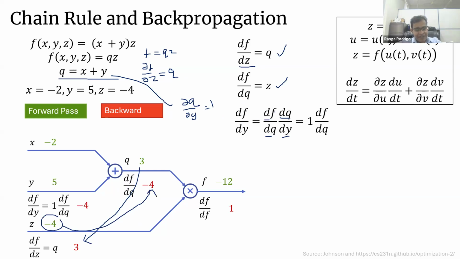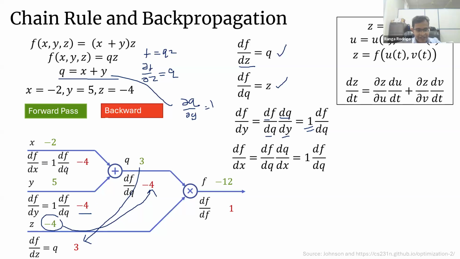Then df by dy is equal to df by dq times dq by dy. This one, dq by dy is equal to 1. So therefore this is df by dq. df by dq is -4. So therefore you'll get -4 there. But this also with the same formula, -4. So you can see how the gradient got backpropagated by using our chain rule. But we have to streamline this further or come up with a better algorithmically implemented version of that.